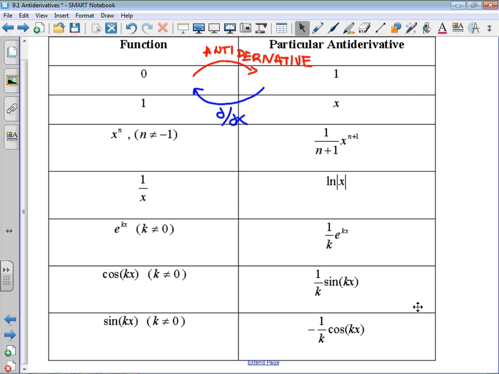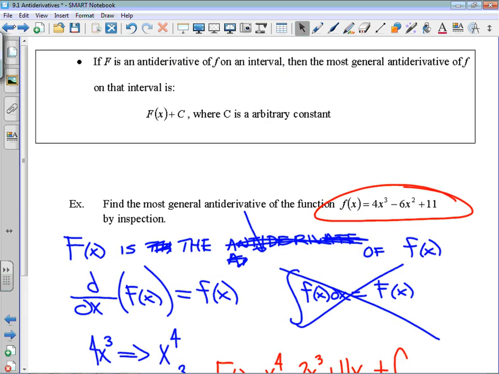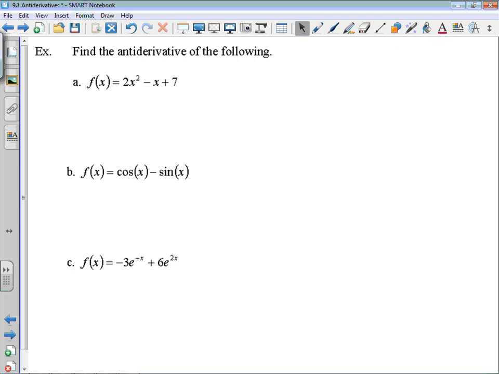9.1 is introducing the opposite operation of the derivative, which is named the antiderivative. All right, we're going to see these in use as we work through the examples. My first example is just to find the antiderivative. I'm going to use the notation at least a little bit here.